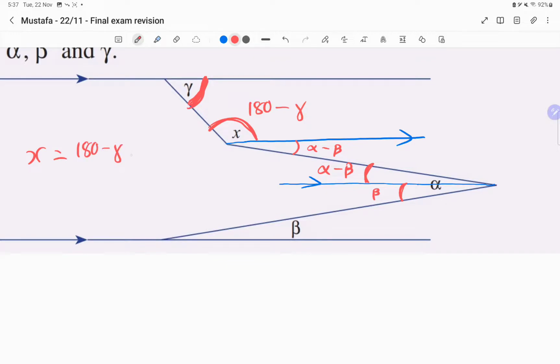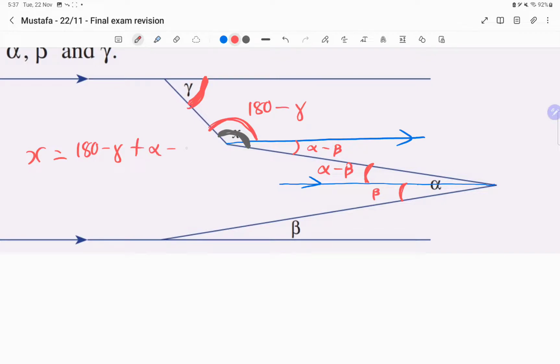And gamma is... No, 180 minus gamma. That's not all. Remember, which angle is x? X is this whole thing. It's made up of, remember, we drew the parallel line to split it into this one and this one. So to get x, which is a combined angle, you need to add them together.